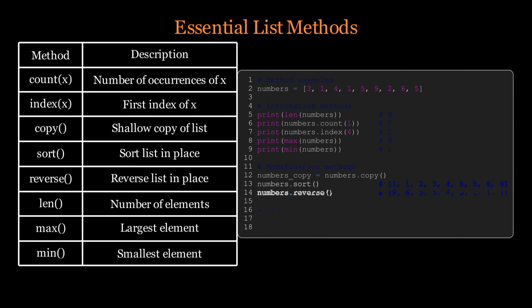These examples show methods in action. Notice how sort and reverse modify the original list, while copy creates a new list. The in operator checks membership without needing a method call.